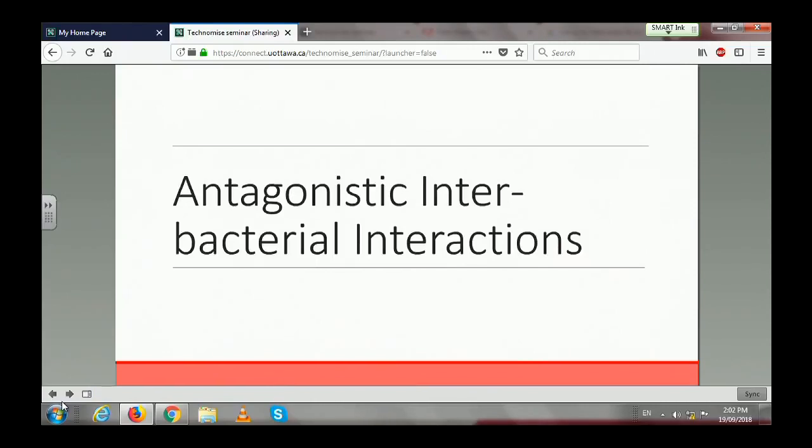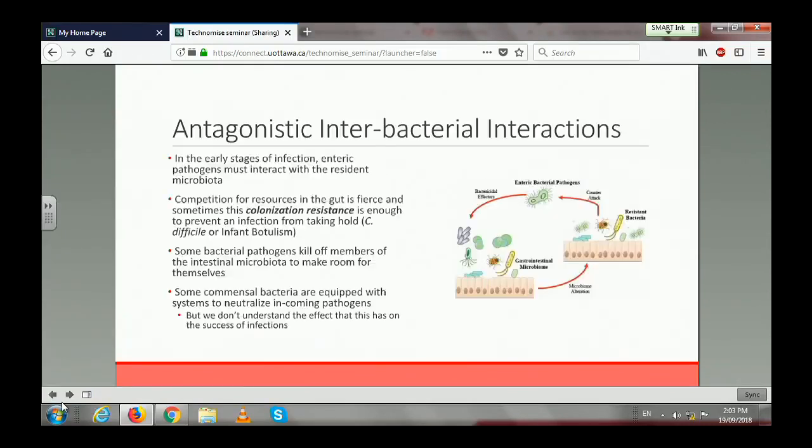So the other thing that we're just starting up now, which I hope is going to be kind of the trademark of my lab, is antagonistic interbacterial interactions. So bacteria like to fight a lot. So in my head, in the early stages of infection, you have your enteric pathogen coming into your small intestine, and before that pathogen can really set up shop, they have to make room for themselves.